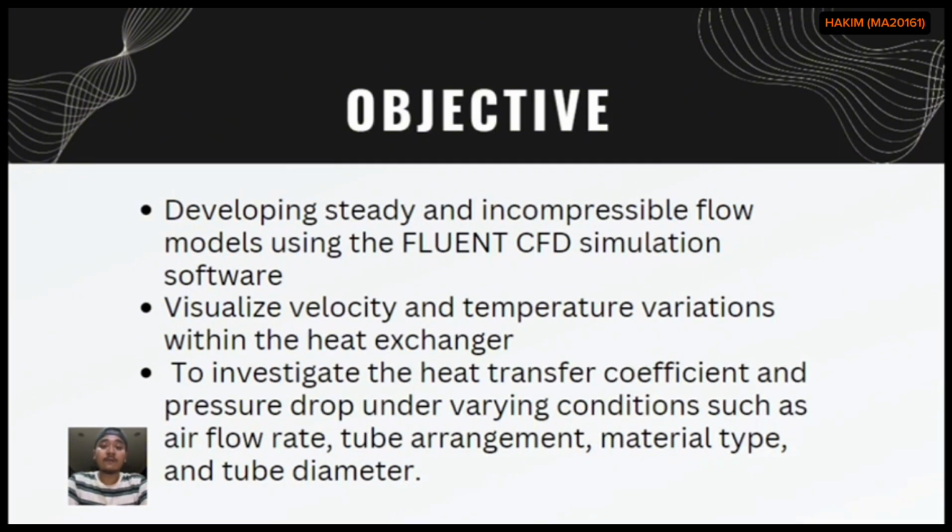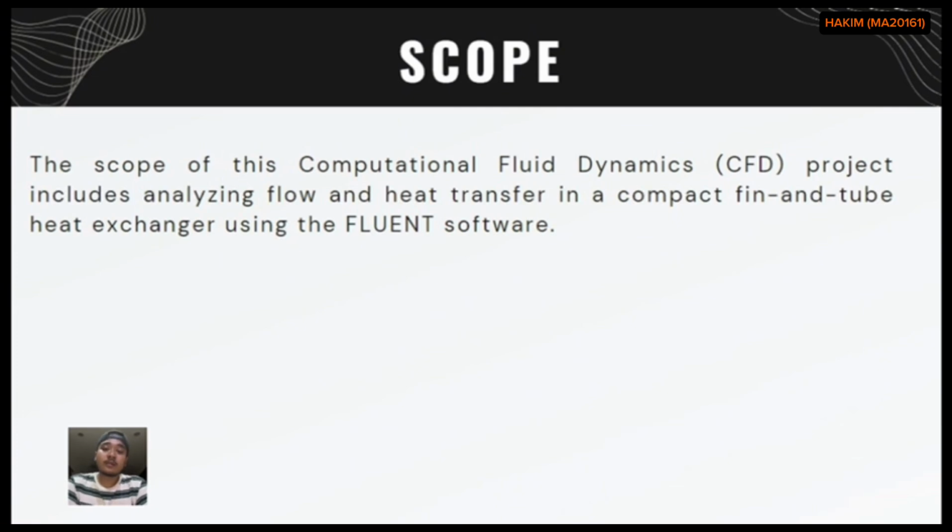Next, for the objective. First, developing a steady and incompressible flow model using the Fluent CFD simulation software. Second, visualize velocity and temperature variation within the heat exchanger. Third, to investigate the heat transfer coefficient and pressure drop under varying conditions such as flow rate, tube arrangement, material type, and tube diameter. Next, for scope. The scope of this project is analyzing flow and heat transfer in a compact fin and tube heat exchanger using the Fluent software.